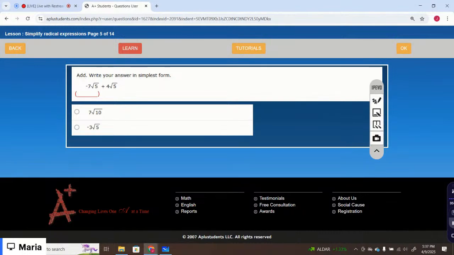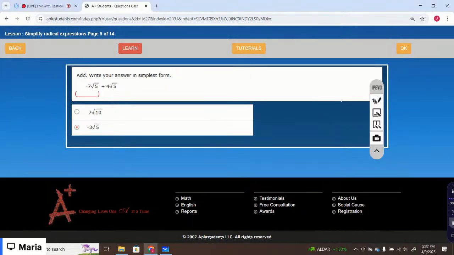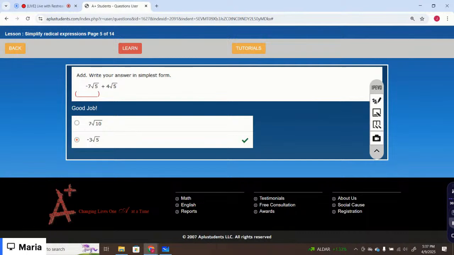Negative 7 square root 5 plus 4 square root 5. That is negative 3 square root 5. Option number 2 is the correct option.